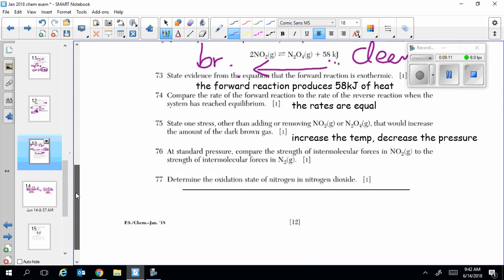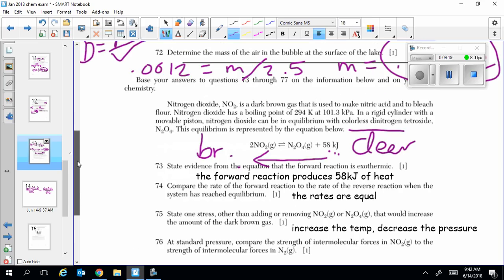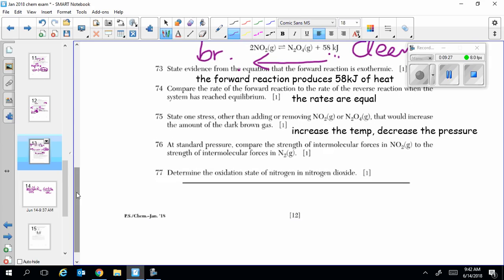All right, at standard pressure, compare the strength of the intermolecular forces in NO2 gas to the strength of the intermolecular forces in N2 gas. All right, so nitrogen dioxide has a boiling point of 294. So I just want to write that real quick. This one's 294. And now I could look up the boiling point of nitrogen gas. So I go to table N. I know nitrogen is a gas, so at standard temperature, it's going to have a pretty low boiling point. So I look it up. The boiling point is 77.